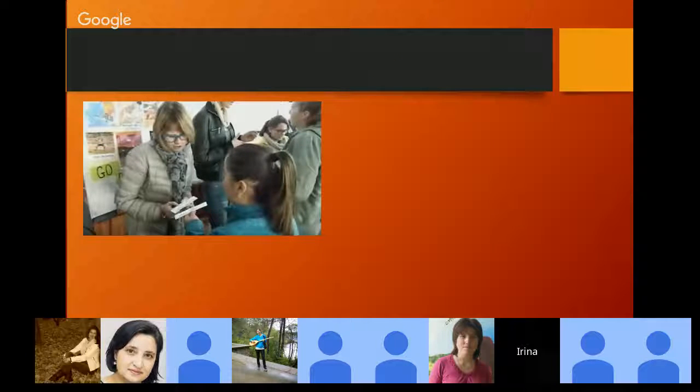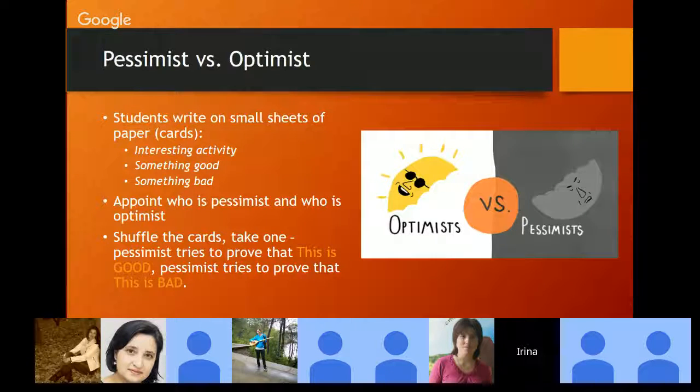So these are my students discussing. One line stands, another line moves, and they have a chance to talk to several students to discuss their question with several students in the class during one lesson.